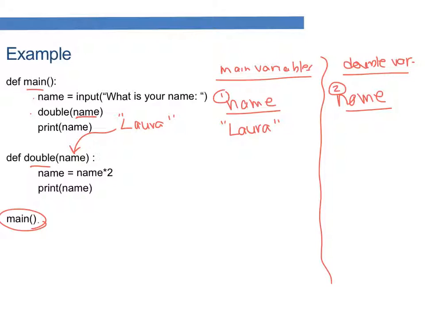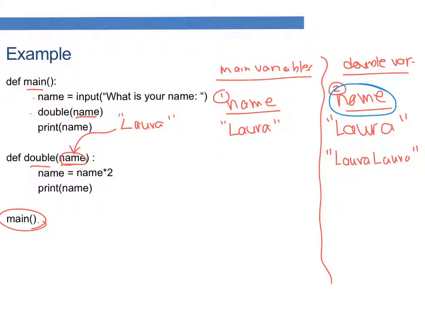This is the concept of passing by value. So down here in double, name changes to Laura to start, because that's what's sent in, and as it's sent in, it's set equal to right here. And then from here, name is changed to name times 2. So this changes to Laura, Laura.